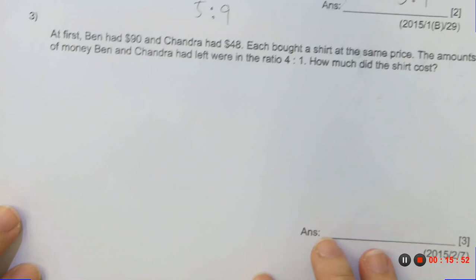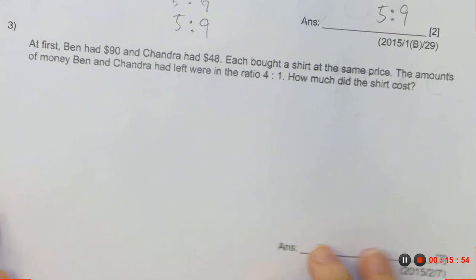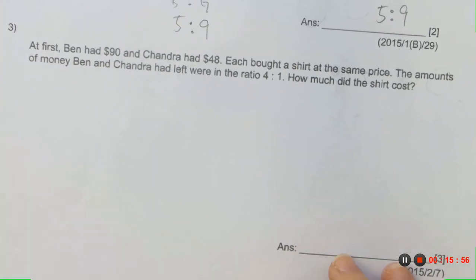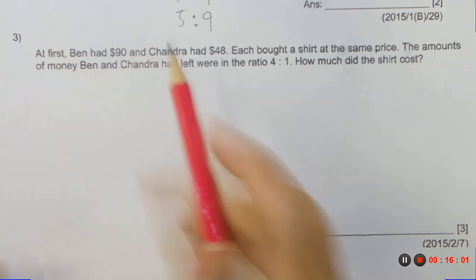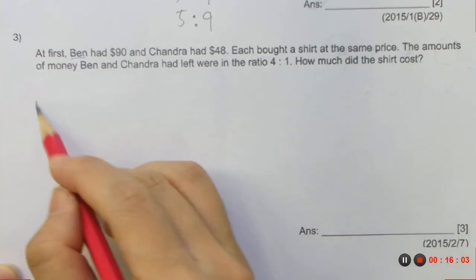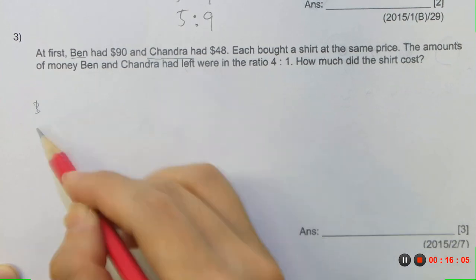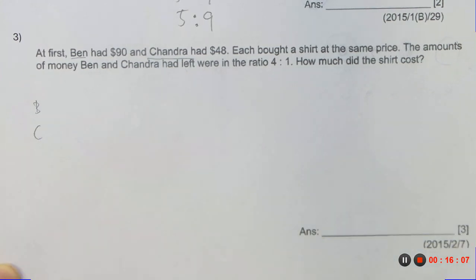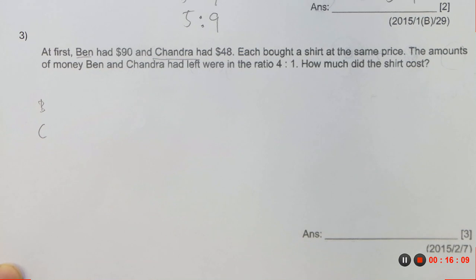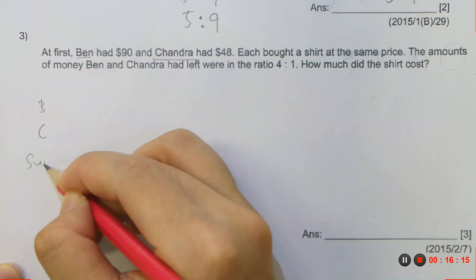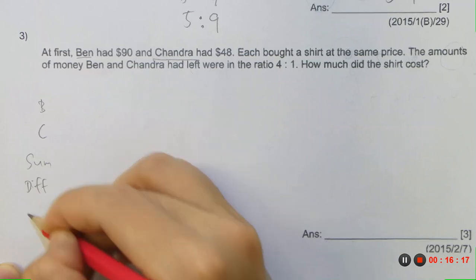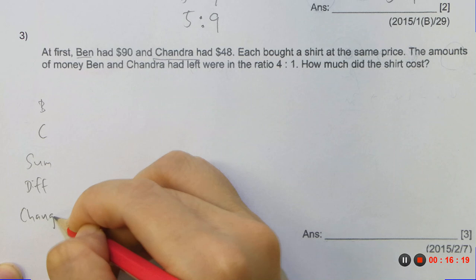Just now I already gave a clue when I was talking to Ryan. There are two people here, Ben and Chandra, and then there's ratio. So the first thing I talk to you about fraction and ratio is to write down first person, second person, quantity 1, quantity 2, sum and difference. And then we want to ask ourselves what's the change.